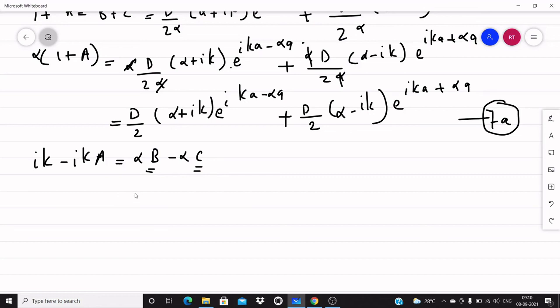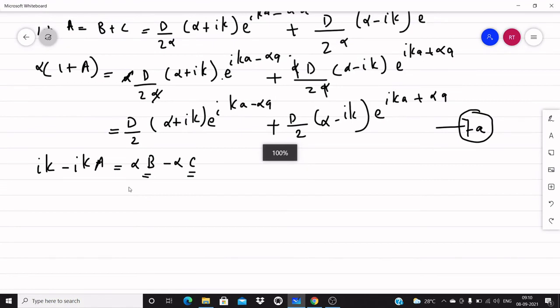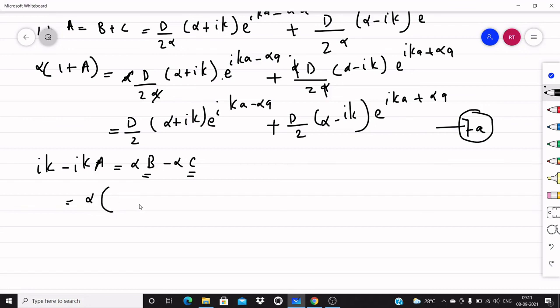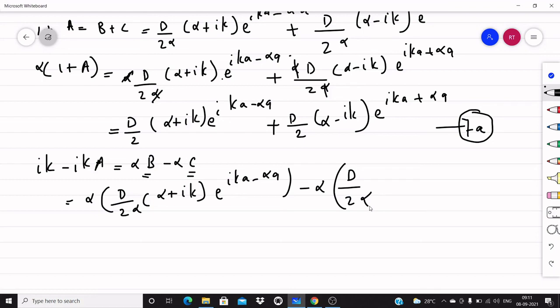Okay, so this is equal to alpha into b, which is d by 2 alpha plus ik e raised to ika minus alpha a, minus alpha into c, which is d by 2 alpha minus ik e raised to ika plus alpha a. Okay.